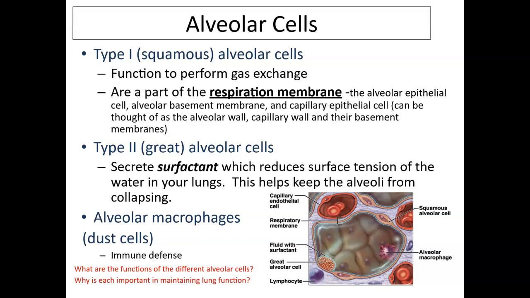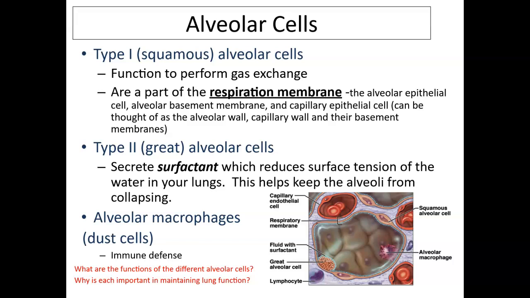Type 2 alveolar cells produce a very important substance called surfactant, which is needed to reduce the surface tension of the fluid in the lungs and ultimately ensure that the alveoli don't collapse. Individuals who have cystic fibrosis produce an abnormal amount of mucus and have impaired surfactant function, which is a reason that the small airways can collapse in these individuals.